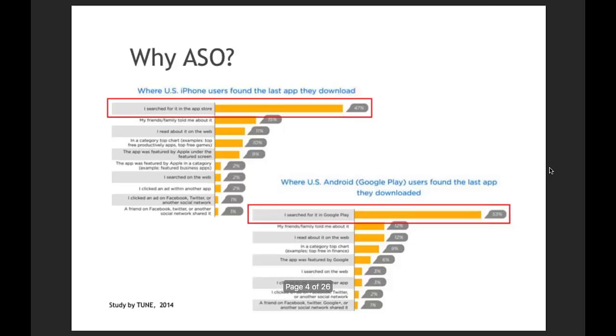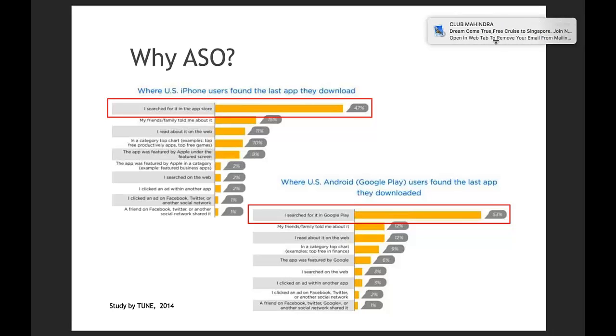But why is ASO so important? As you can see, the statistics say that close to 50% of the downloads that happen on the App Store today are attributed to search. So search really plays a big role even today in terms of what sort of downloads you can drive. And not just in terms of organic downloads, but even if you're running any paid campaigns, ASO lays a strong foundation for you to build on.